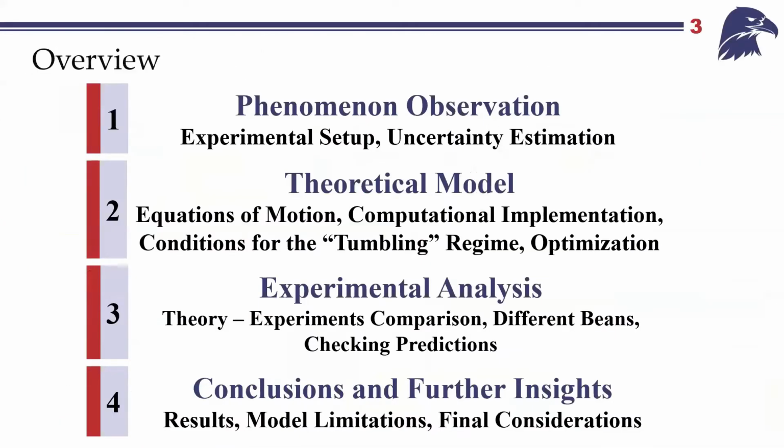Okay, so I will divide the presentation in the following way. I will have phenomenon observation, with the experimental setup and how we measure uncertainty estimation. Then our theoretical model with equations of motion, computational implementation, condition for tumbling regime, and optimization, optimization just meaning finding the slowest and fastest bean. And experimental analysis with the theory-experiment comparison for different beans, the tests we make, of course, the experiments we make, and then checking predictions. The conclusions and further insights: I will present the final results, consider some model limitations, and the final considerations.